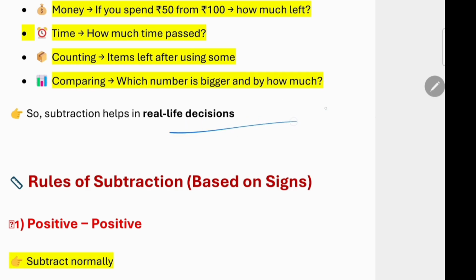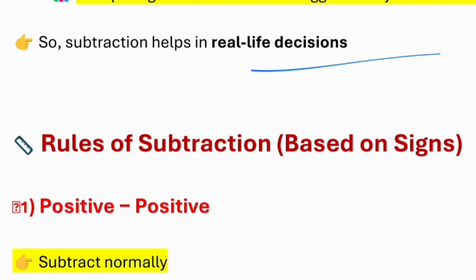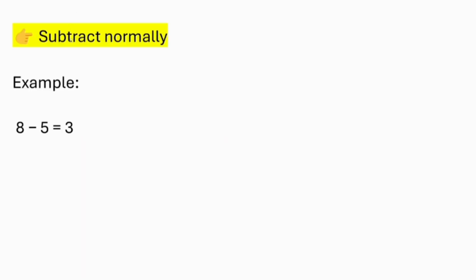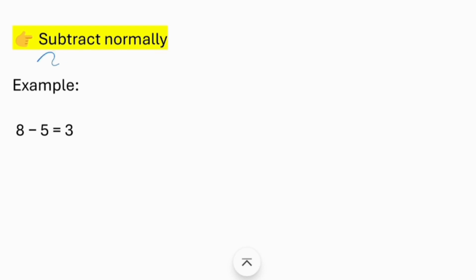Okay, is it clear? And the next one, easy rules of subtraction based on signs. First one, positive minus positive is equal to which we get. Then this, subtract normally.